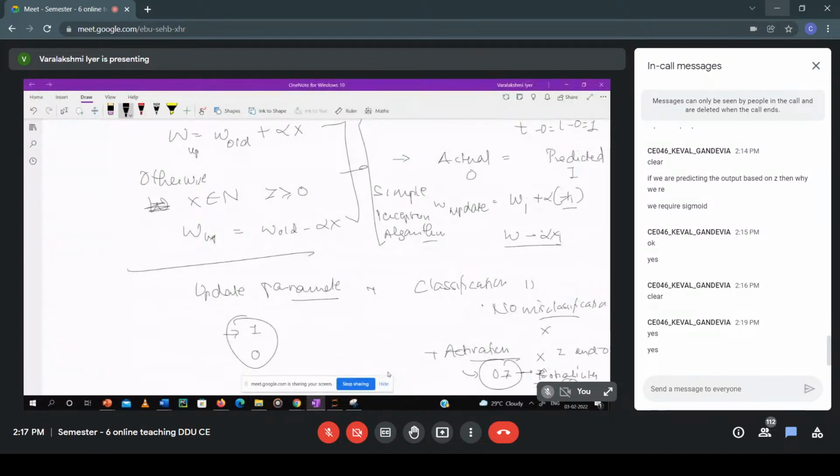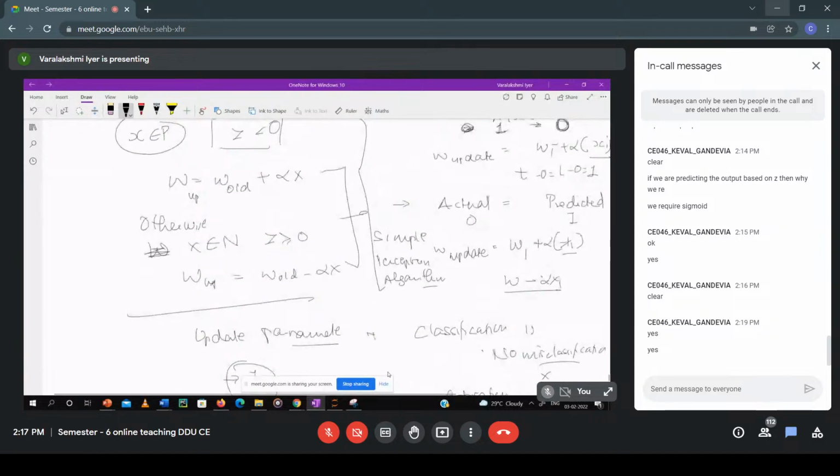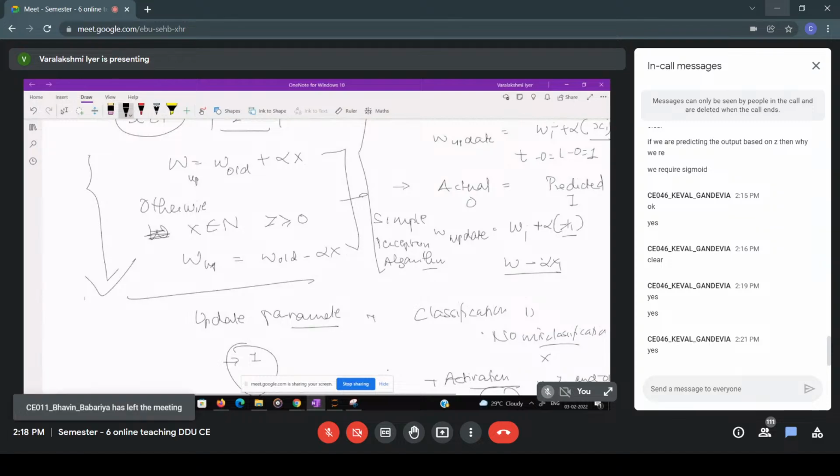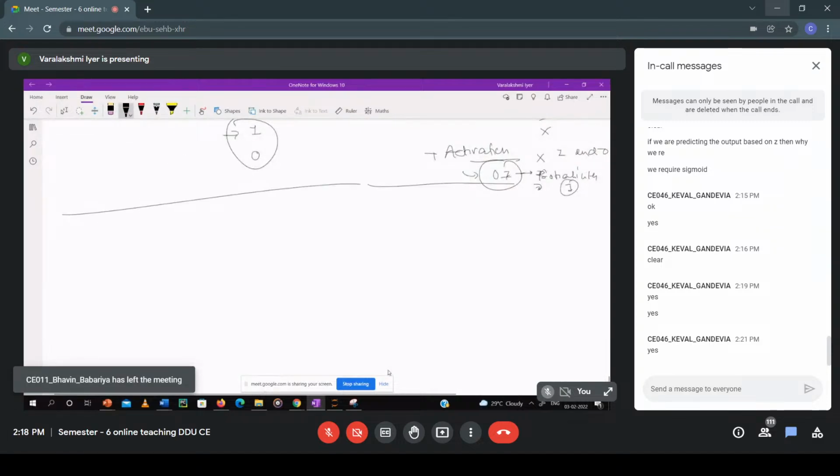Are you getting this perceptron algorithm? Yes or no? Is this algorithm clear to everyone? Okay, fine. So this is the basic idea of the perceptron algorithm.